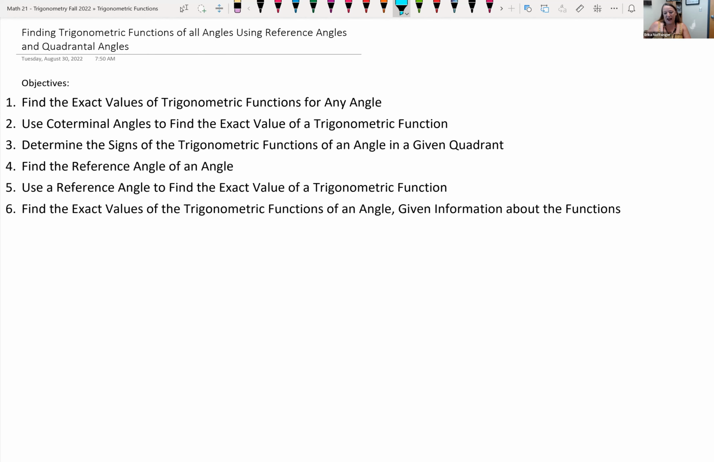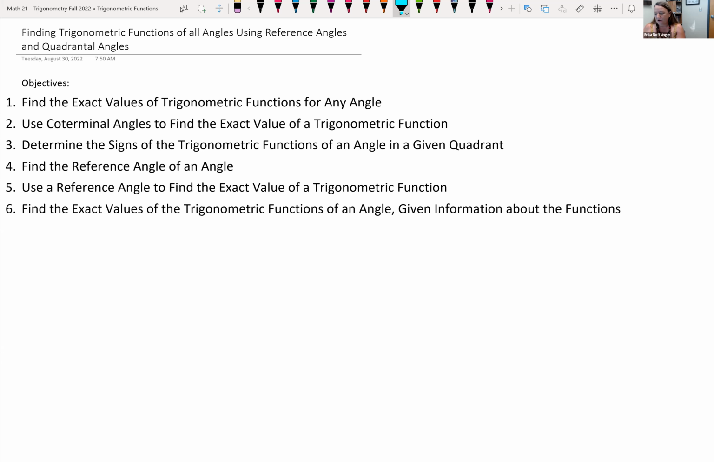We are looking at trigonometric functions. We've looked at them with acute angles and using ratios of sides of a triangle. Now we're going to get into looking at trigonometric functions of all angles. And we're going to use these special angles called reference angles to help us find these angles.